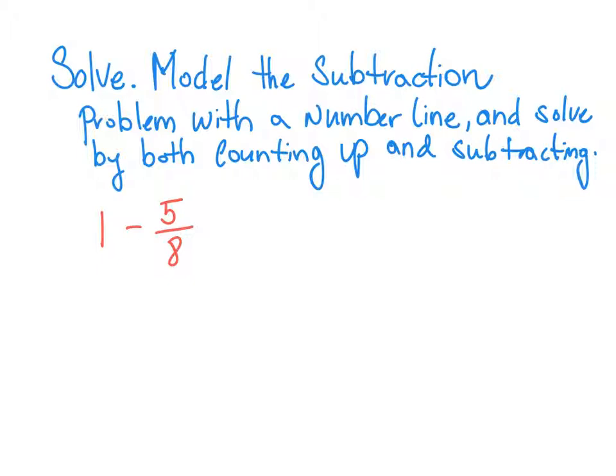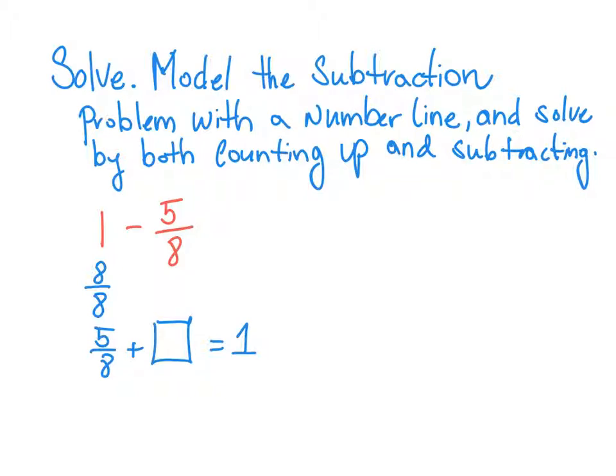Solve. Model the subtraction problem with the number line and solve by counting up and subtracting. Okay, so we have 1 whole take away 5/8. And when we look at the denominator, 8, we know that we're dealing with 8s. So that means we're going to take this whole and change it into 8/8. And then we can subtract right across. We also can make 5/8 plus what, kind of use that inverse operation, gives us 1 whole.